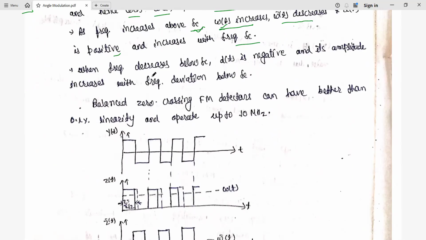When the frequency is going to decrease, now the frequency is below Fc. Earlier the frequency was greater than Fc; here the frequency is less than Fc. Then d(t) is negative. What does d(t) negative mean? omega(t) is decreasing, omega bar(t) is increasing. So we have a negative output here and its amplitude increases with frequency deviation below Fc. The frequency deviation is delta F.